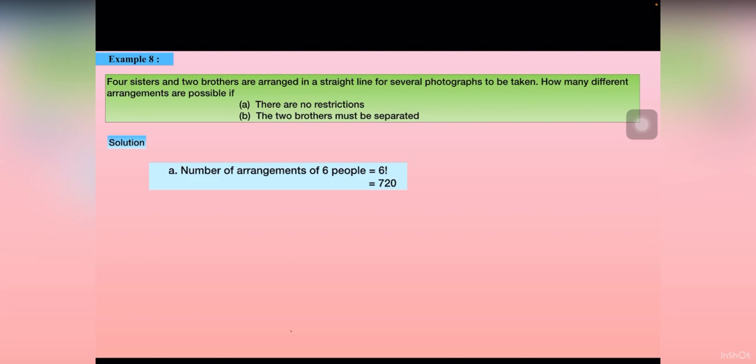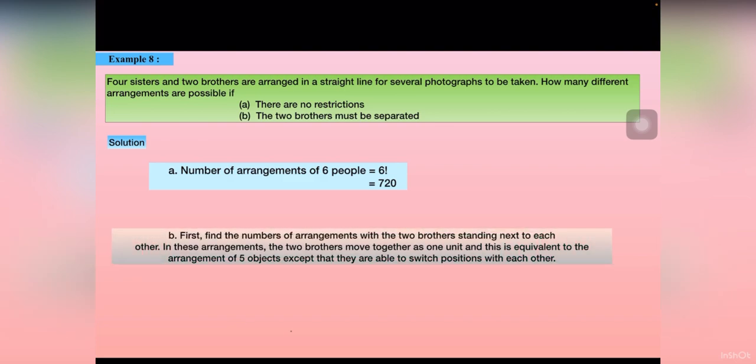B. The 2 brothers must be separated. First, find the number of arrangements with the two brothers standing next to each other. In this arrangement, the two brothers move together as one unit, or we block the two brothers as one. And this is equivalent to the arrangement of 5 objects, except that they are able to switch positions with each other. Okay?